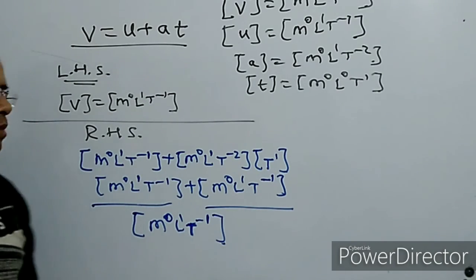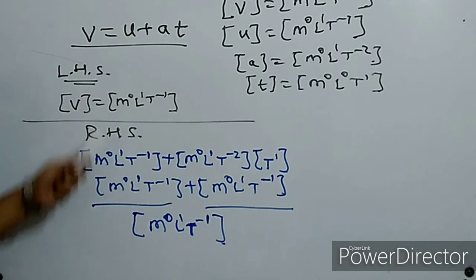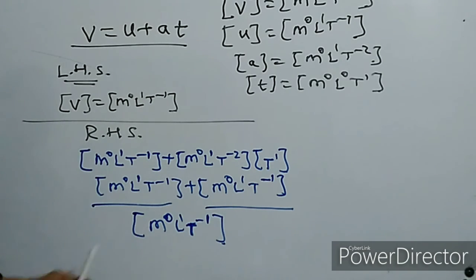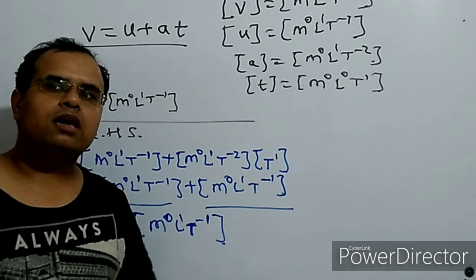And this is the dimensional correctness. You can see both the LHS and RHS have the same dimension, and that's why the equation is dimensionally correct.